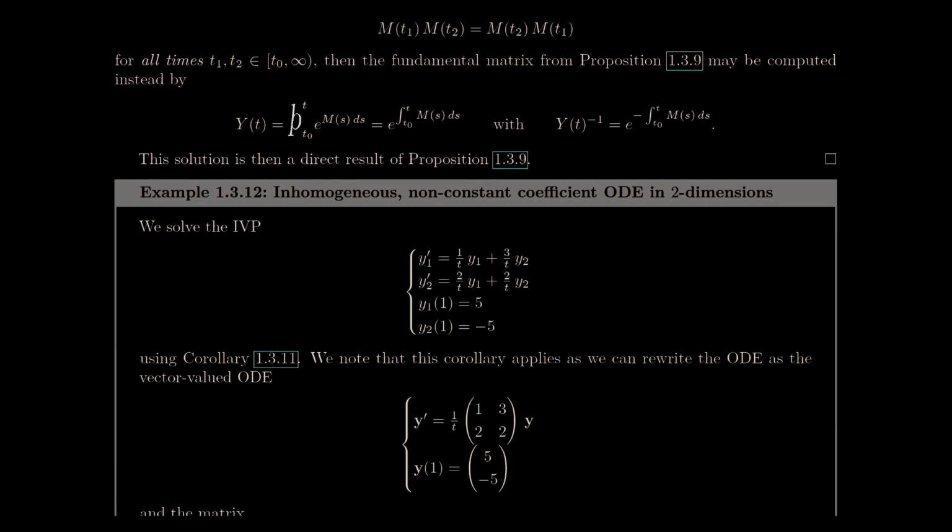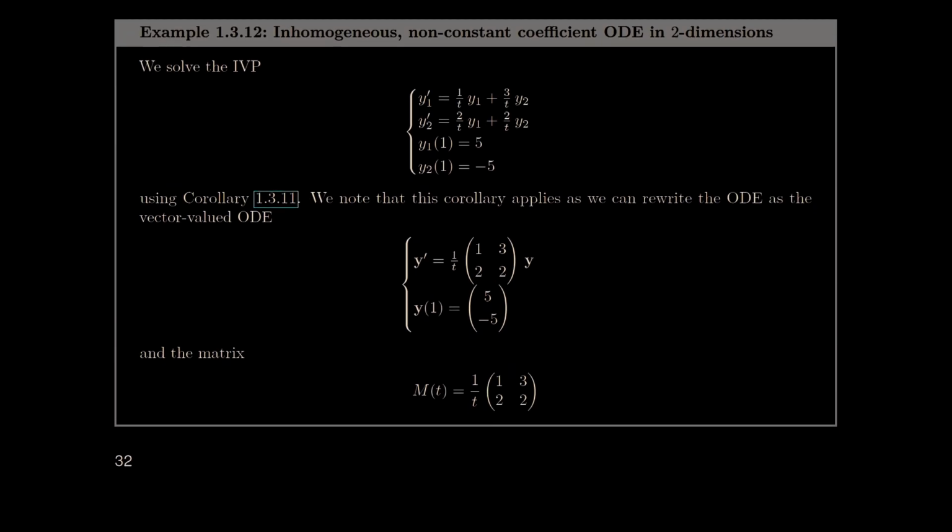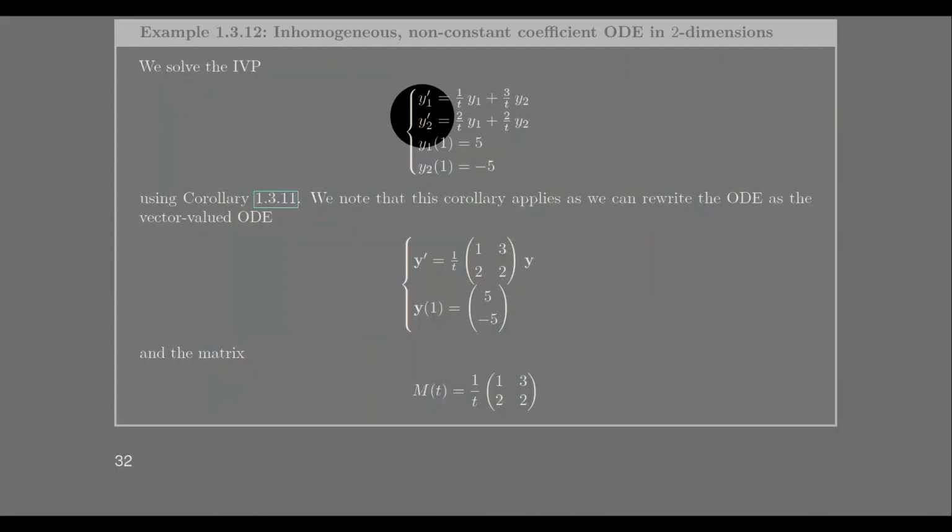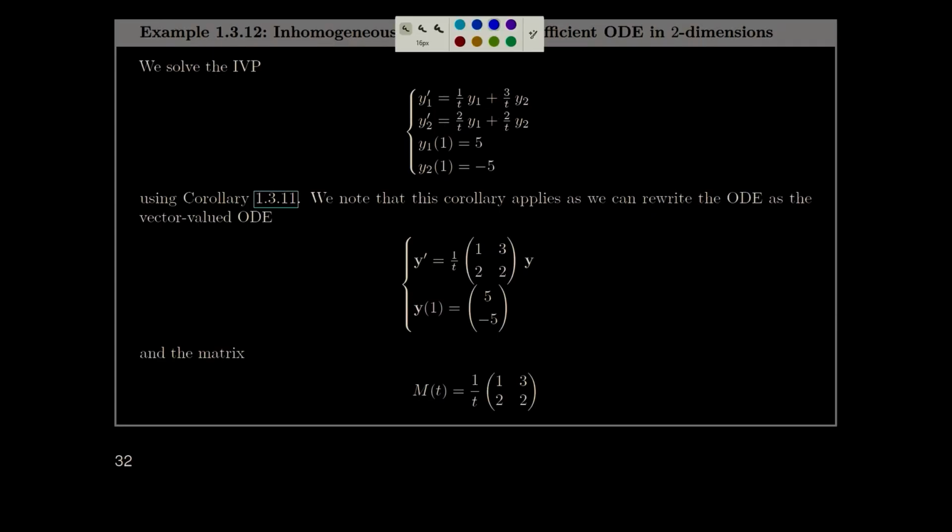I'm not going to go through the proof, but let's see it in action on the following IVP. It's first order, it's in 2 dimensions, and here's the interaction between my two dimensions. I've got coefficients of 1 over t, 3 over t, 2 over t, and 2 over t. You should immediately be able to recover that with these 4 coefficients, the matrix I'm looking at is 1 over t, 3 over t, 2 over t, and 2 over t. Those are my 4 coefficients.